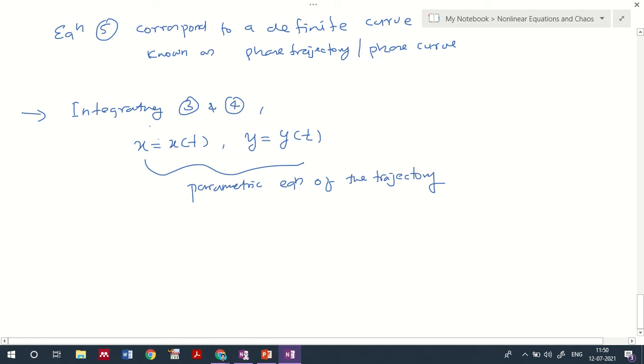So when you integrate equation number 3 and 4, what is 3? dx by dt equal to p of xy. And equation number 4 was dy by dt is equal to q of xy. Then you do integration, and what you get is x equal to x of t and y equal to y of t. That is, you will get a parametric equation of the trajectory corresponding to that.